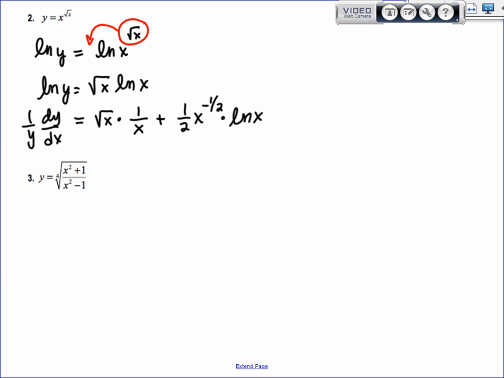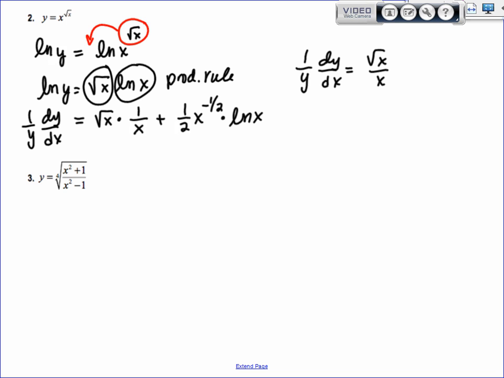Why is all the plus 1/2 there? Product rule. Right? This and this. Oh, gotcha. All right, so I have 1 over y dy over dx equals, and I'm just going to clean it up a little bit. I have square root of x over x. I mean, you can leave it like that. You can have it as 1 over the square root of x. I don't care. It doesn't matter. So then you have natural log of x over 2 square root of x, like that.